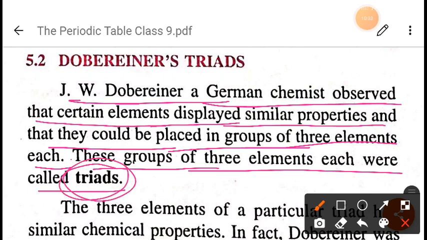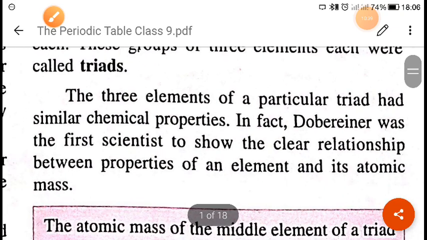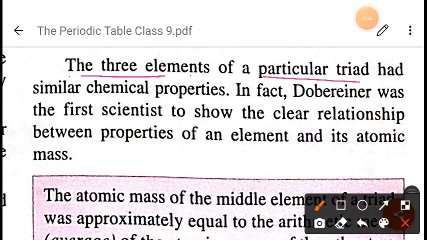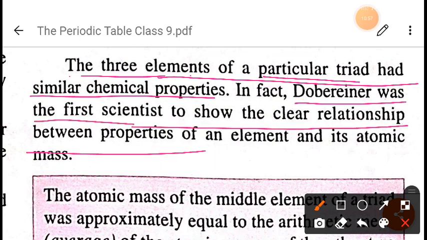Next, the three elements of a particular triad had similar chemical properties, as I have already told you. In fact, Dobereiner was the first scientist to show a clear relationship between the properties of the elements and the atomic mass. His observation was that if we arrange the elements in order of their increasing atomic mass in a group of three, then they will show similar properties. Dobereiner was the first scientist to show a clear relationship between the atomic mass of the elements and their properties.